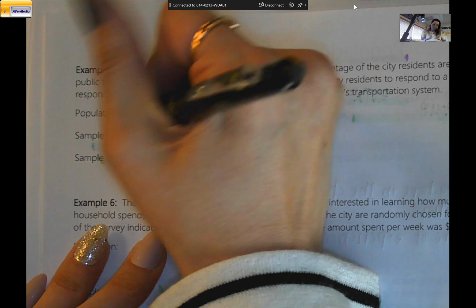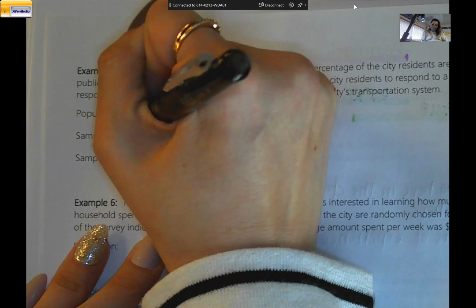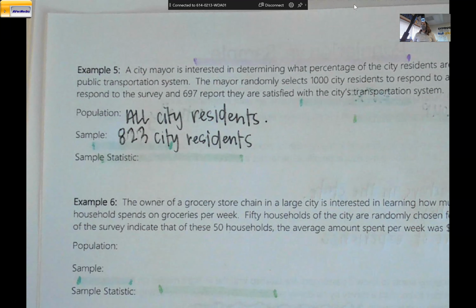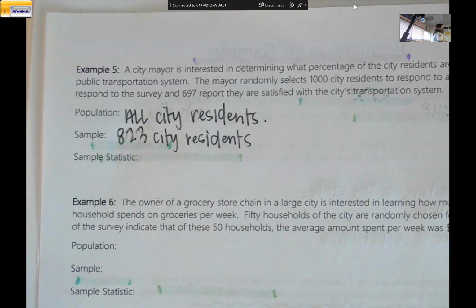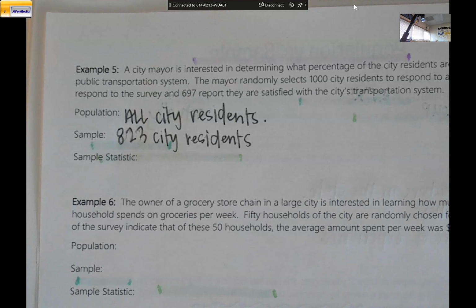Yes, I heard 823. Hugo is right. It's the 823 that actually responded. So we send out 1,000 surveys, but our sample is really only those that responded to the survey. So the 1,000 we don't need to write anywhere.